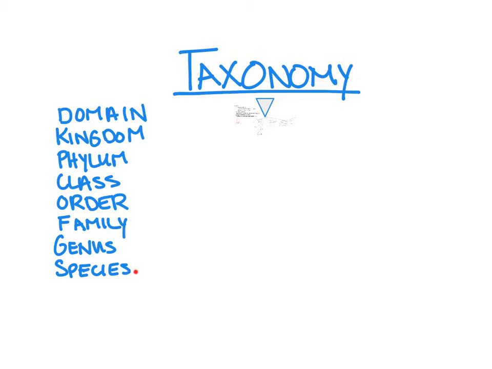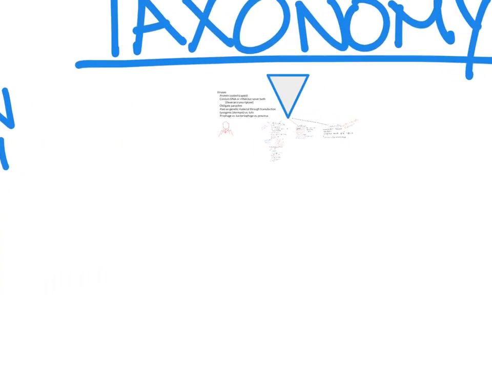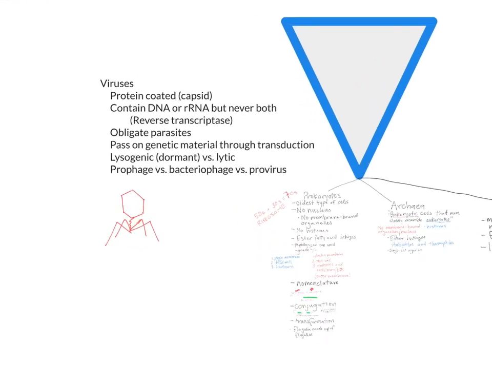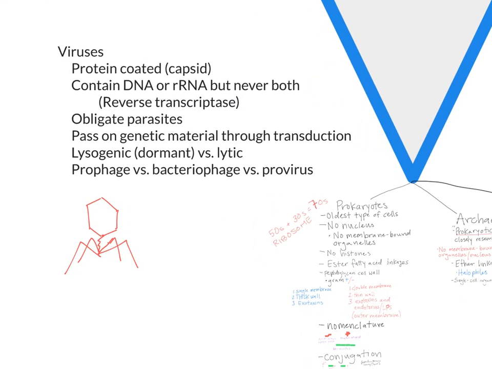So that means that two organisms of the same species are more closely related than two organisms of the same phylum. We'll talk more about that in the future as well. Really quickly, before we talk about the different domains of life, we're going to talk about something that's kind of debated whether it's living or not.